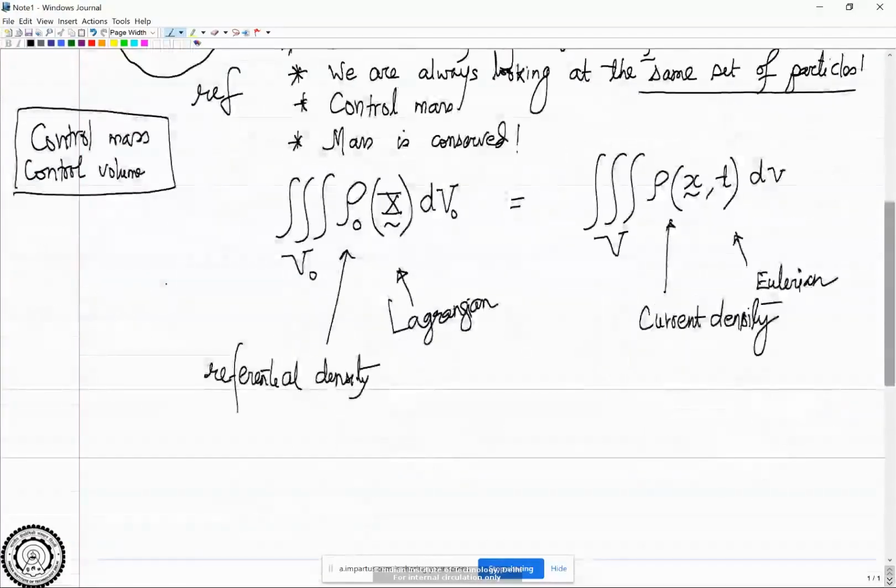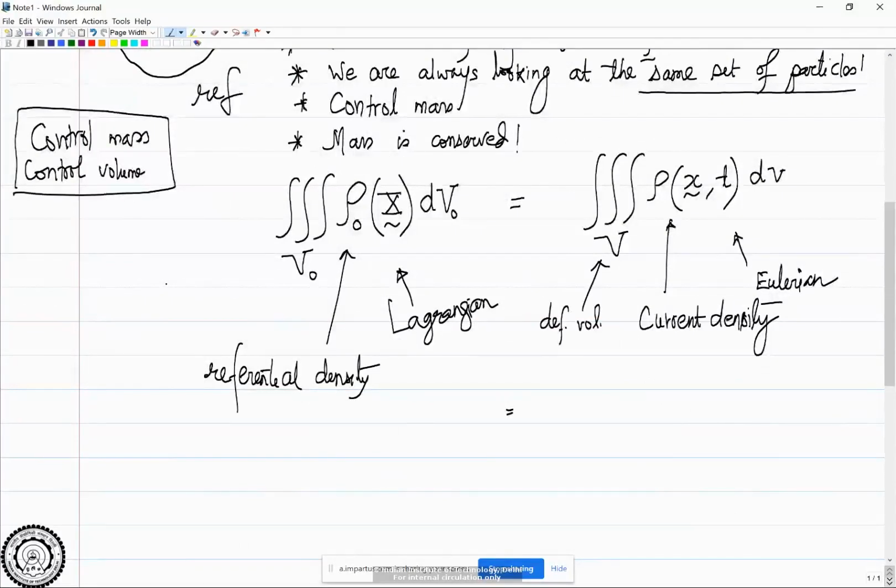All right. Now, can I change the right hand side into an integration over the undeformed volume? You see, the right hand side is over the deformed volume. Can I change the domain of integration to the undeformed volume? You already know the way volume transforms, isn't it?